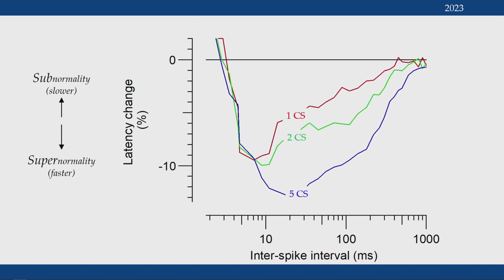And this is a recording from my TA. You can see in red, that's the response to 1 conditioning stimulus, in green to 2, and in blue to 5. And what hopefully you can appreciate is that there are different phases to it. And the 2 phases are differentially affected by increasing the number of conditioning stimuli. And so the parameter that we look at related to that is the point at which the latency of a conditioned and an unconditioned stimulus are equal. And that's because it reflects the end of the relative refractory period.